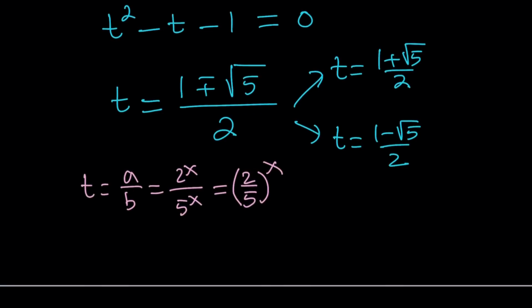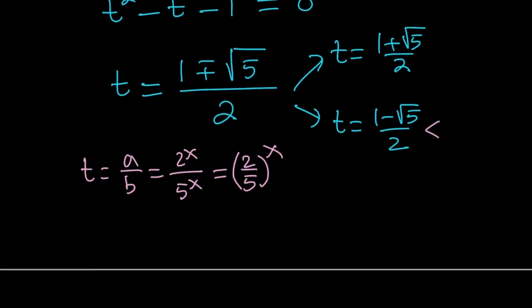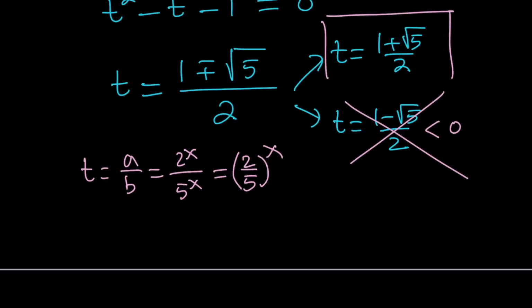2/5 to the power x cannot be negative. Did I say negative? Well, 1 minus root 5 over 2 is less than 0, so we're going to have to discard it, because something to the power x cannot be negative, especially when the base is positive. When the base is negative, what happens?